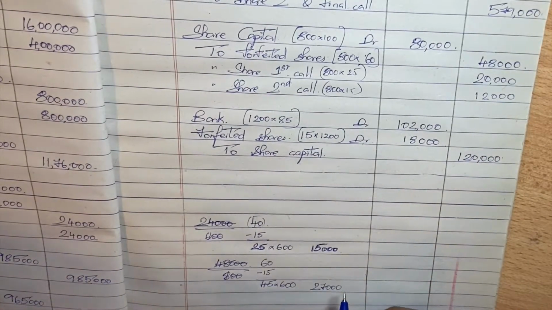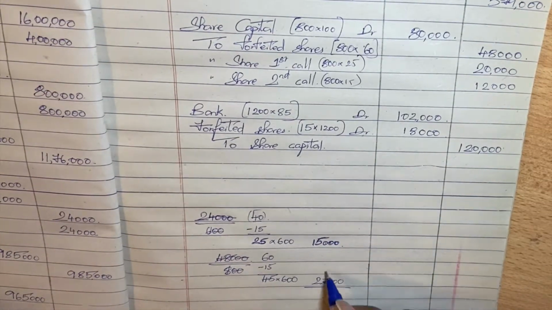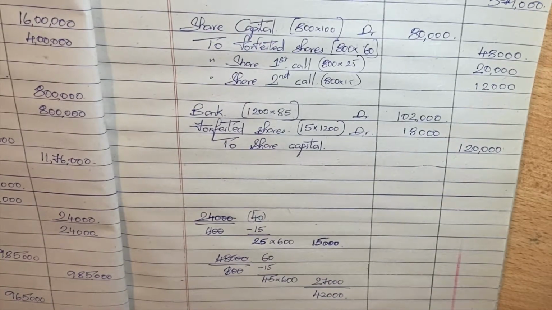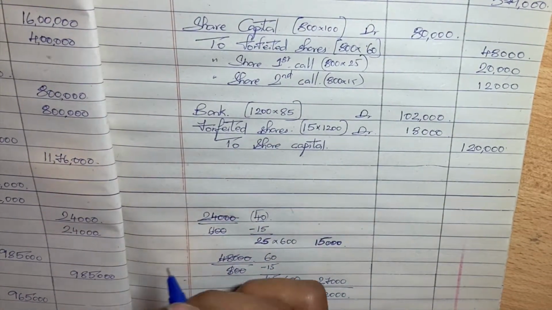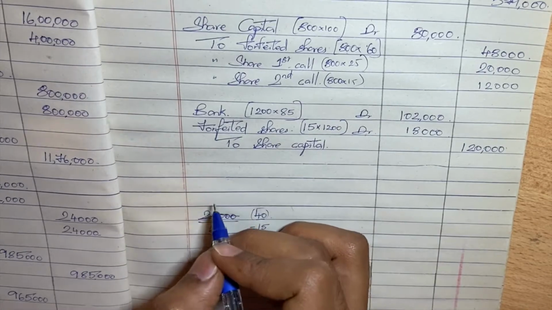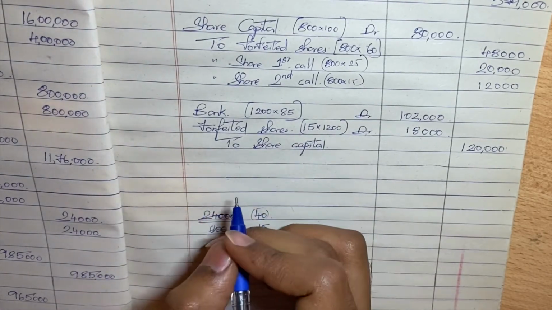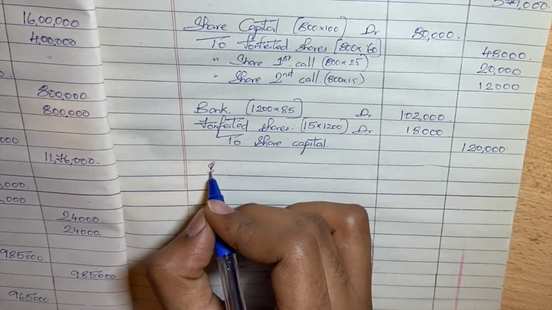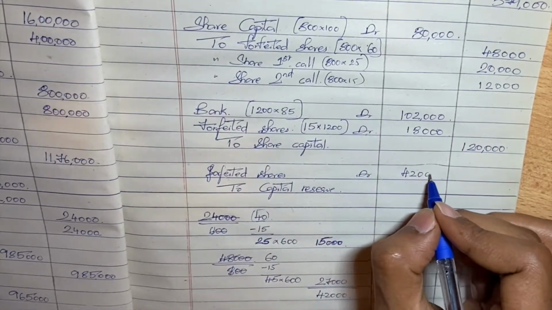Okay. So the total is 15,000 and 27,000, which is 42,000. So this is the total profit that the company has made as a result of reissuing of forfeited shares. Now what will happen is this will be transferred to the capital reserve account. So this balance remains in share forfeiture account, so that will be transferred to capital reserve. So forfeited shares, so that will be 42,000.